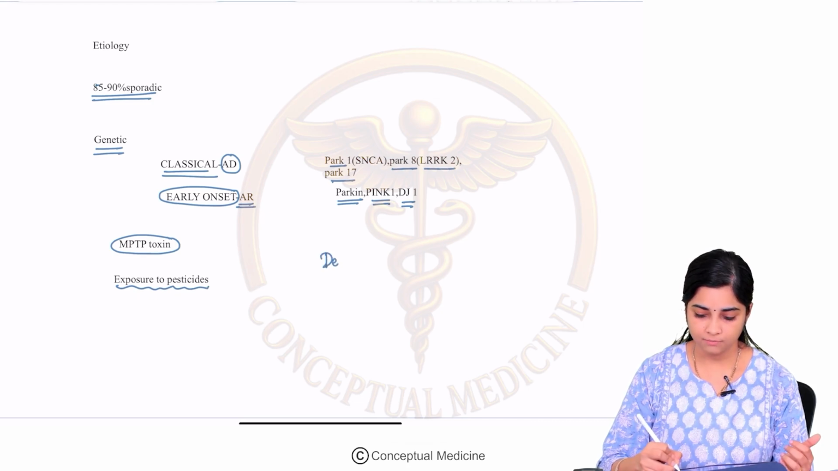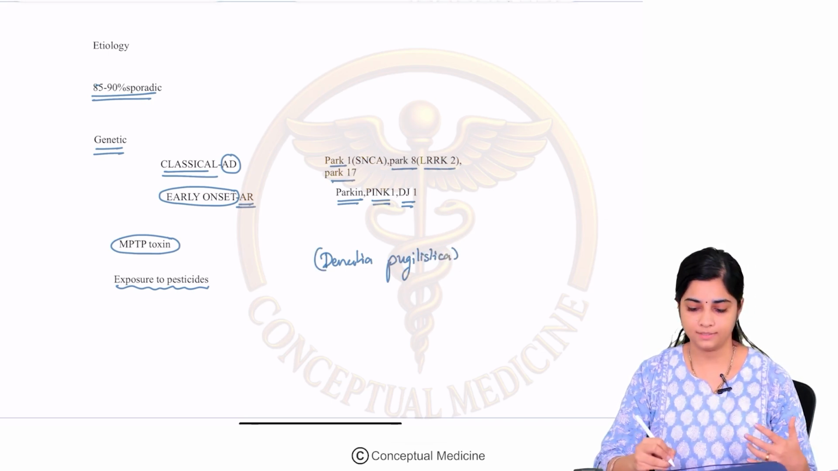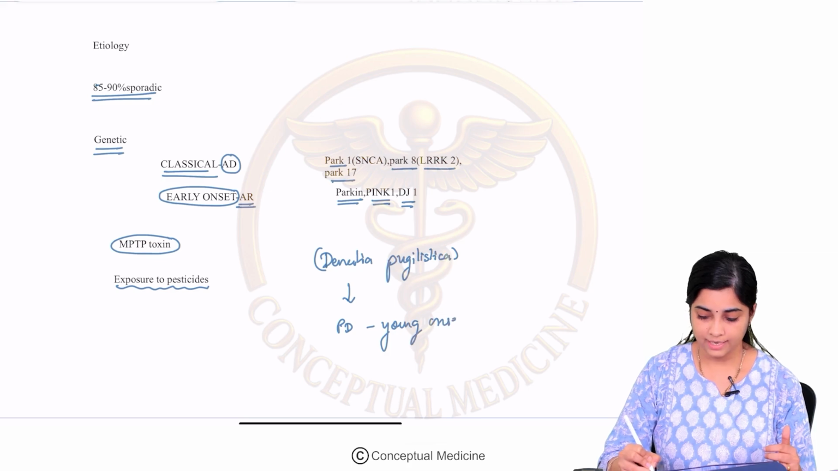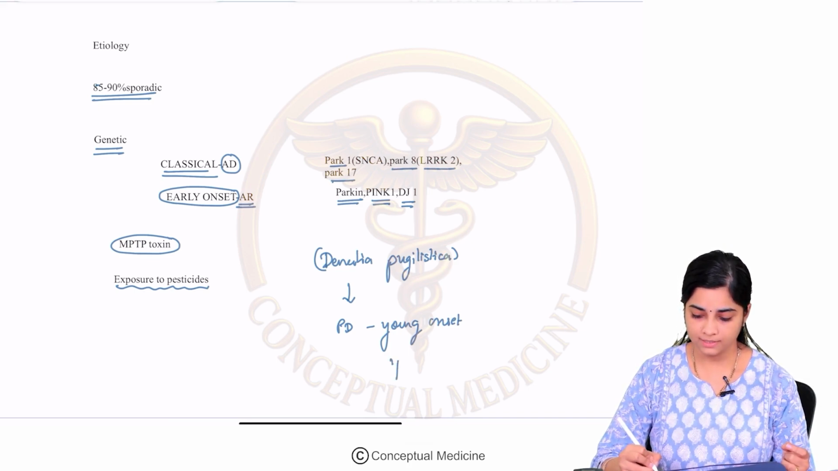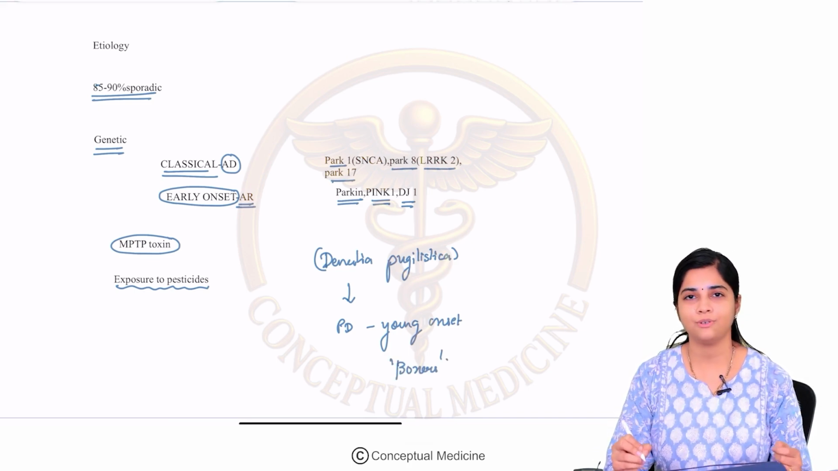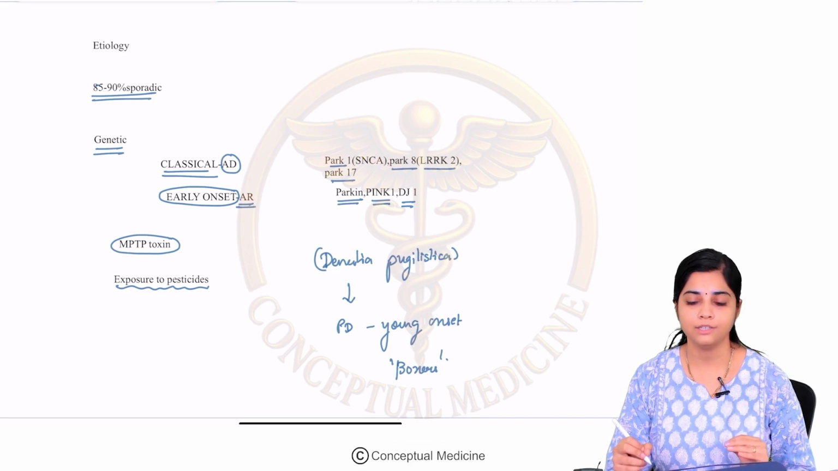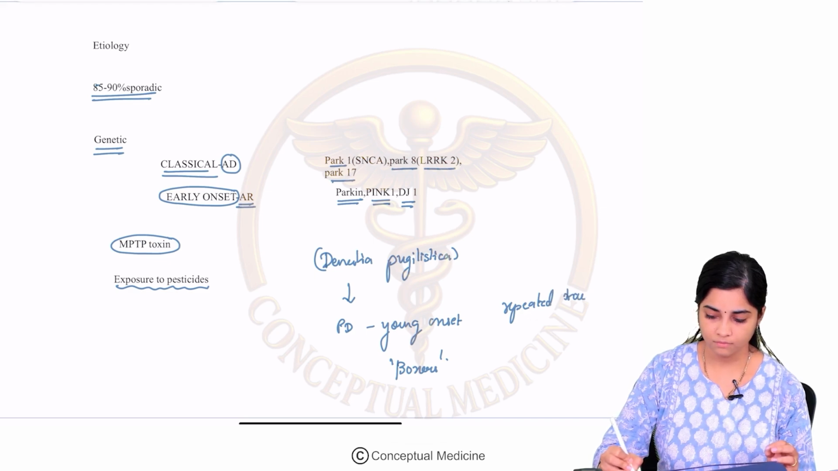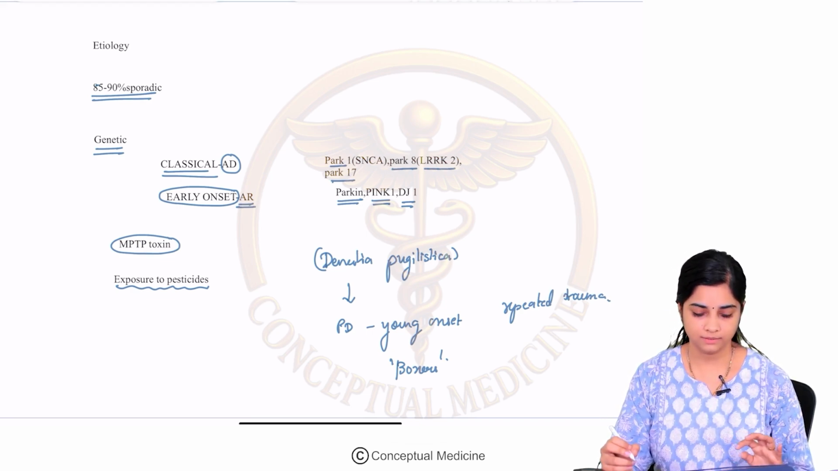You would have heard of a term which is called dementia pugilistica. Okay, dementia pugilistica. So what is this dementia pugilistica? This is basically a Parkinson's disease which is usually of younger onset, and it occurs basically due to repeated trauma to the head as commonly seen in boxers, right? So first it was diagnosed in a boxer. So this dementia pugilistica is a type of Parkinson's disease which is seen in younger individuals, and it occurs due to repeated trauma. Okay, so this is about the various etiologies and the genetic causes for Parkinson's disease.